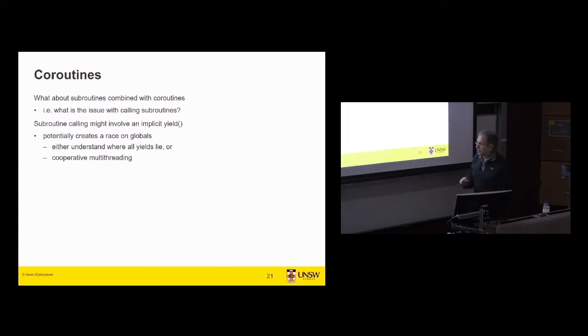So the question then becomes, well, can we, again, in return for some more complexity, be a little bit more systematic and make the model slightly more complex and not have to worry about yields? Okay, and the answer is yes. We can, with cooperative multithreading.